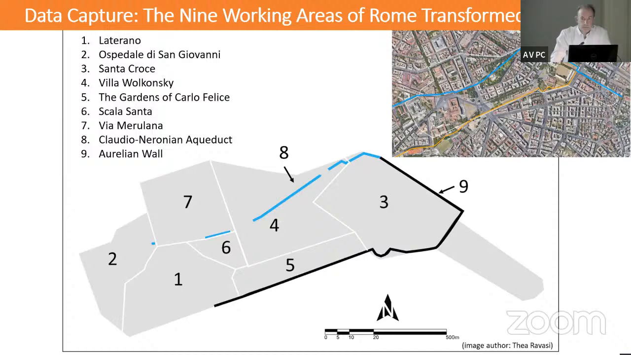In order to manage the detail and the space, because geospatial management is an essential part of this program, we've divided our research area into 9 constituent parts. 2 of those, the Claudio-Neronian Aqueduct and the Aurelian Wall, are very substantial monuments in their own right.